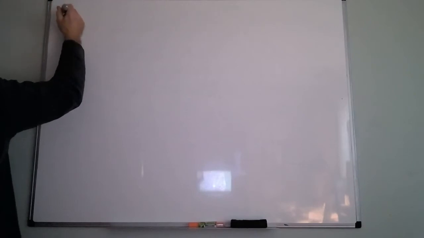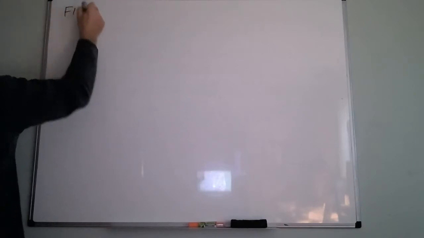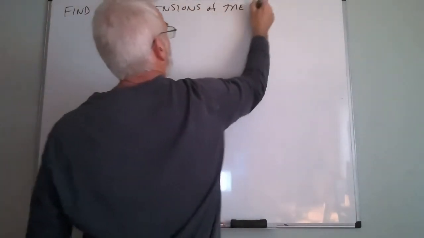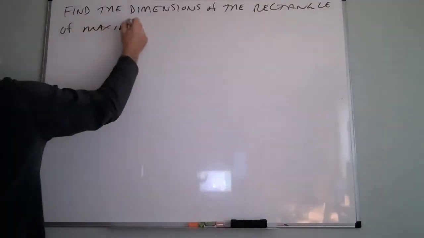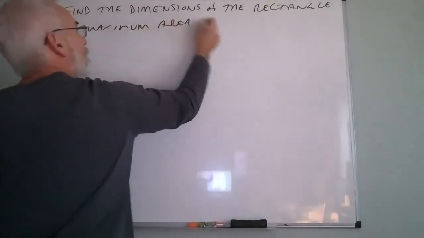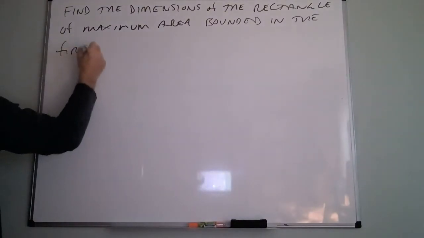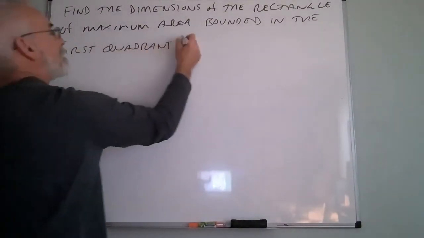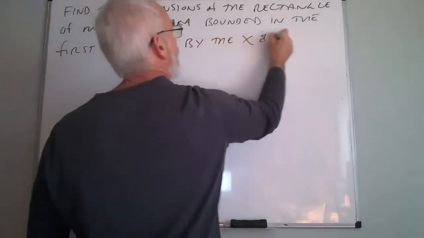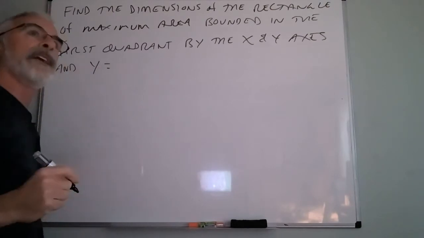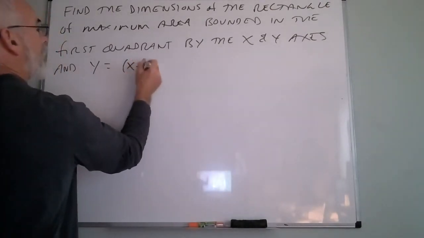All right, let's say it this way. Find the dimensions of the rectangle of maximum area bounded in the first quadrant by the X and Y axes and Y equals, let's say, how about X minus 4 quantity squared?